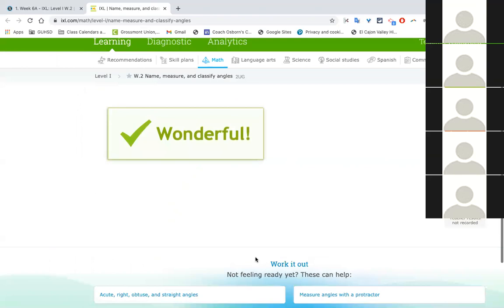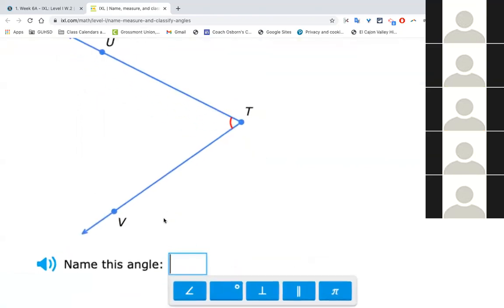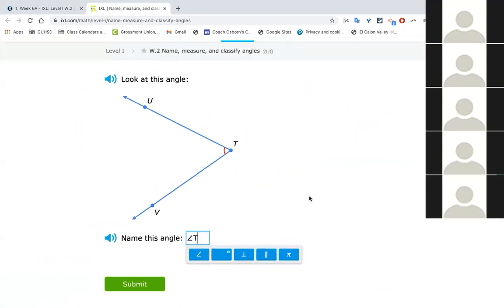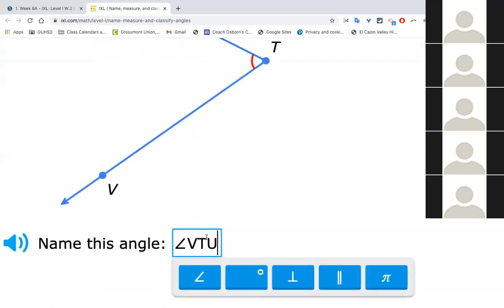We'll go over a few ways in some other questions. So this one too. Now for this one, I could do angle T. That's the easiest thing to do. Or I could use the angle symbol and then use the letters around it. So I could go angle VTU. You just have to make sure that the letter T is in the middle. It doesn't matter if you put U first or V first, as long as the T is in the middle.